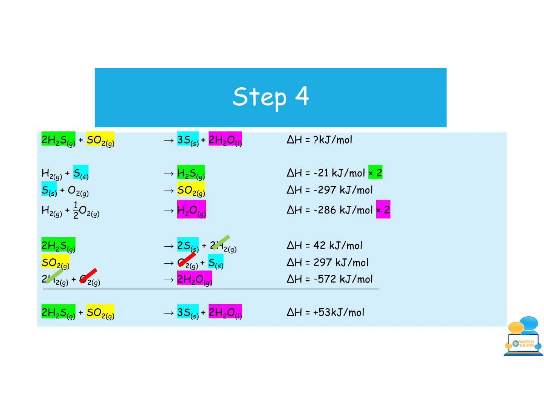And how we know we're right is if we look up here at the top, this is the equation that we were given in the question. This is the equation that we ended up with at the end. Because these match, we know they're the exact same. Then, just to remind you, we always need to get the delta H. That's what the question is all about. So we add up these guys and we'll get plus 53 kilojoules per mole.